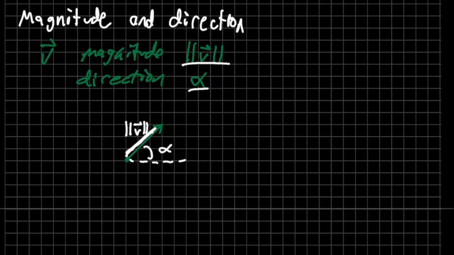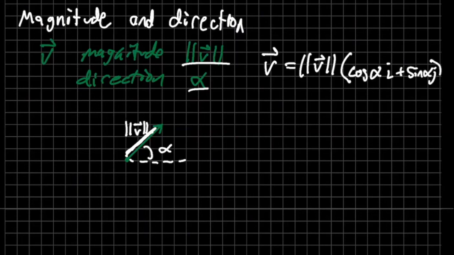We can rewrite v as the magnitude of v times cosine of alpha times i plus sine alpha j. So this looks a little familiar. This is very similar to polar equations. We have the magnitude here, and then we have the x components and the y components in terms of alpha.